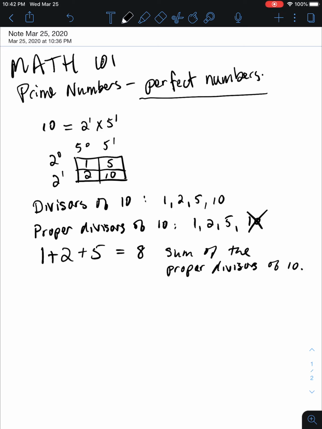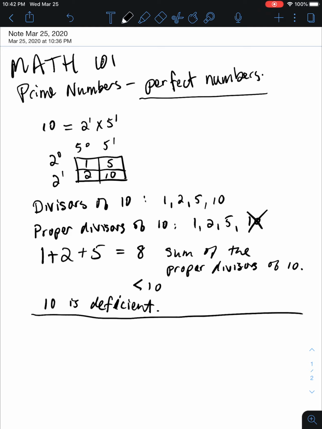All right, so that is a process that we're going to go through repeatedly for different numbers. Now notice that 1 plus 2 plus 5 is actually less than 10. And so the Greeks had a word for this. They called 10 deficient, meaning the sum of its proper divisors is less than the number itself.